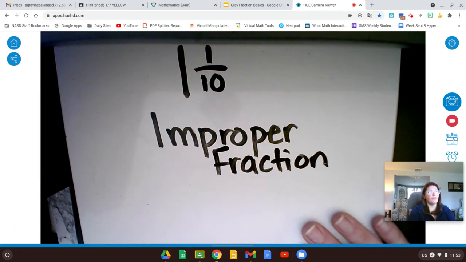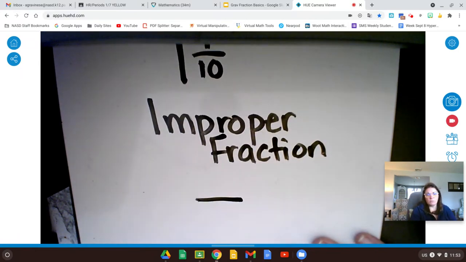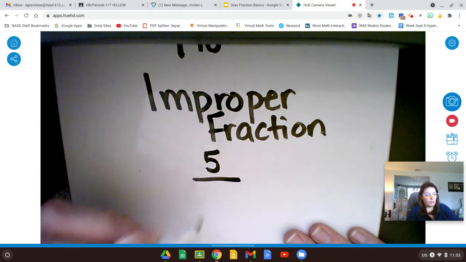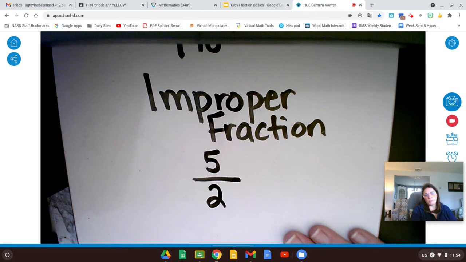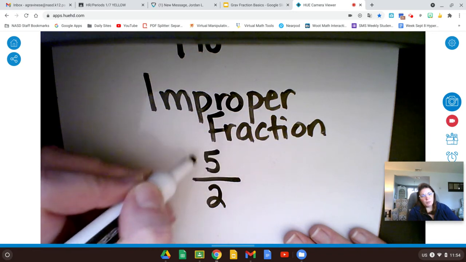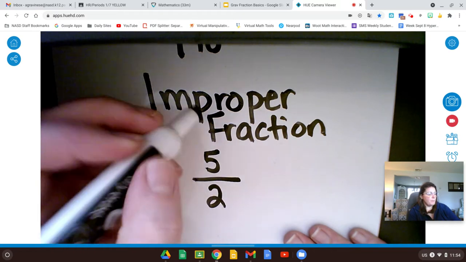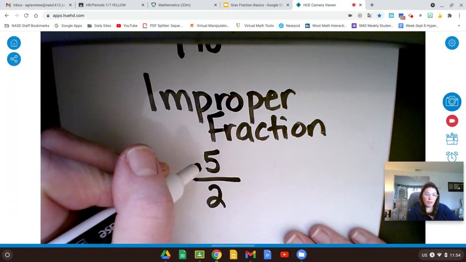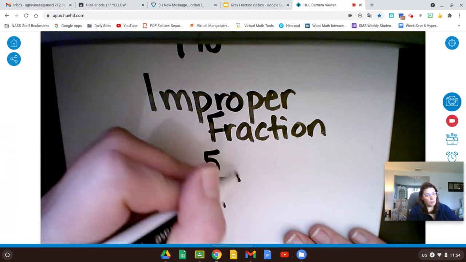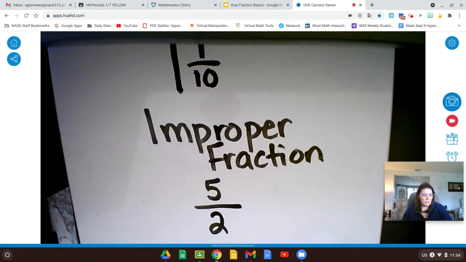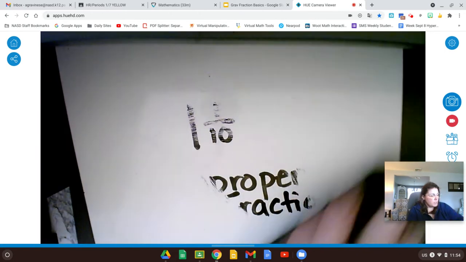Well, wait a minute, how can a fraction be worth more than 1? Because the numerator or top number is greater than the denominator or bottom number. So an improper fraction is top heavy. The top or numerator is greater than the bottom or denominator. That means that improper fractions are worth more than one whole. All improper fractions can be written as a mixed number. So let's take a look at how we can model mixed numbers and improper fractions and write them.